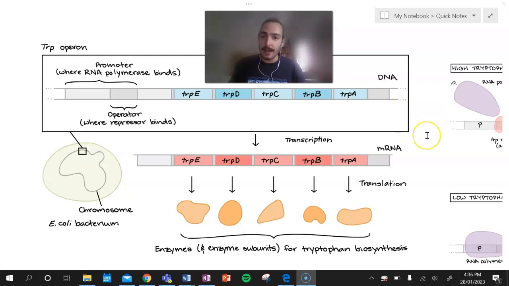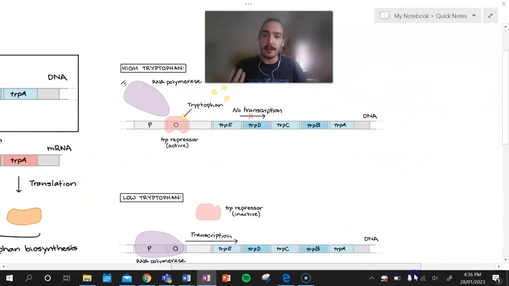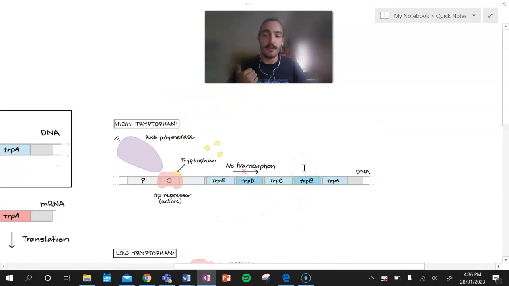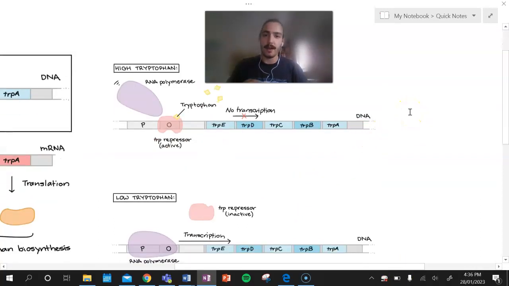So let's have a look at the two scenarios that we're going to talk about with this sort of primary gene regulation strategy. We've got two different situations: a high tryptophan situation and a low tryptophan situation. Obviously we need tryptophan when there's not much around. It'd be silly to make tryptophan if we don't need to. That energy saving is a massive part of why bacteria have all these different ways to regulate it. It's a massive waste of energy if we're making tryptophan when we already have plenty.